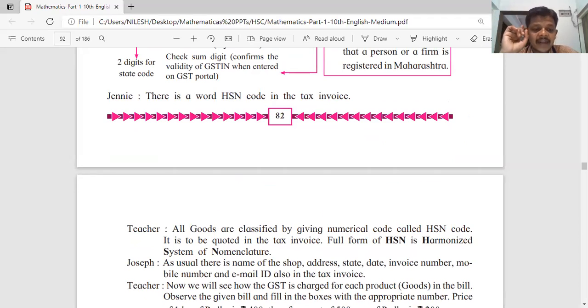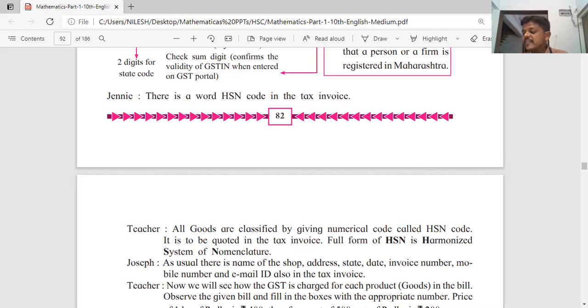It is quoted in the tax invoice. It has to be quoted. You must mention it in your bill. Tax invoice means what? Bill. Full form of HSN is harmonized system of nomenclature. Nomenclature means what, children? Naming.